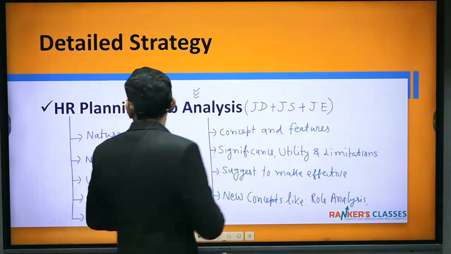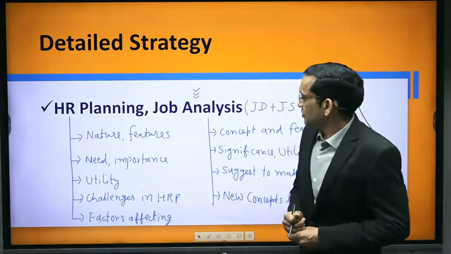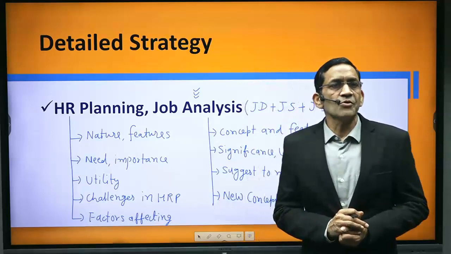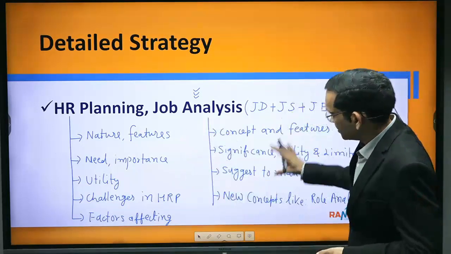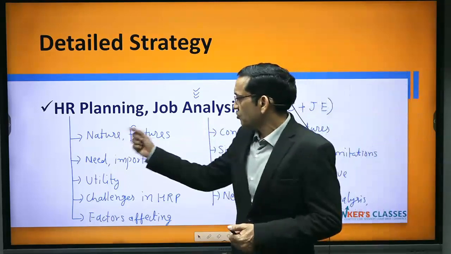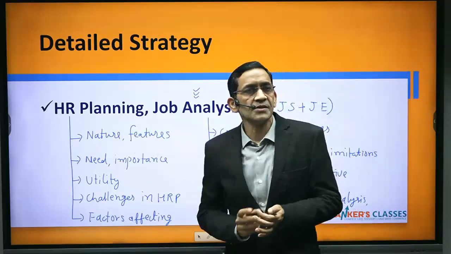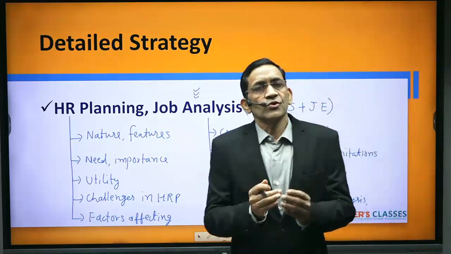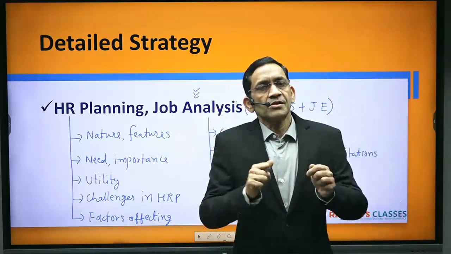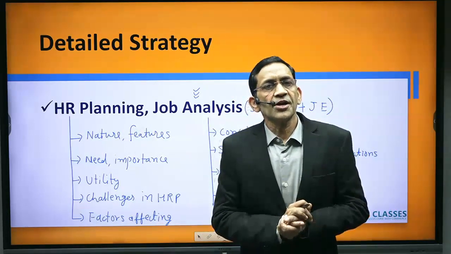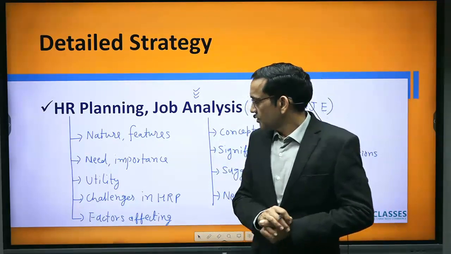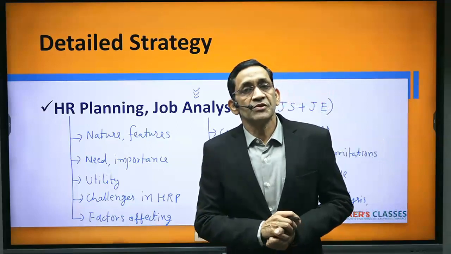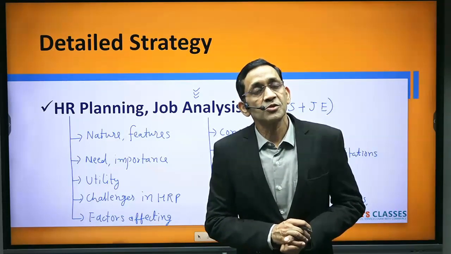Second chapter is human resource planning. That is a big chapter and a very important chapter. In human resource planning, you must be very clear about all of these things, like nature of human resource planning, features of human resource planning. So on nature and features only, UPSC may frame a quotation based question and you have to answer it. Need and importance also, that HR planning is the most basic work, explain. So that is the point of need.